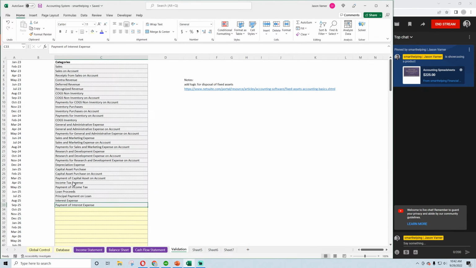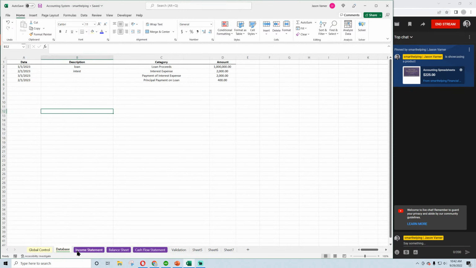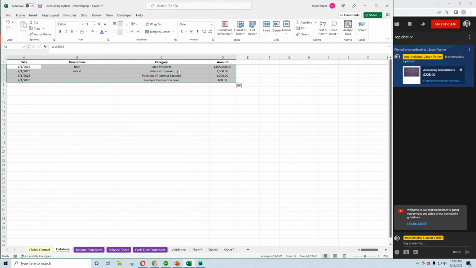We've added taxes, loan, interest. We added deferred revenue. This thing is really coming together. Okay, so this is all good. Let's clear this out.